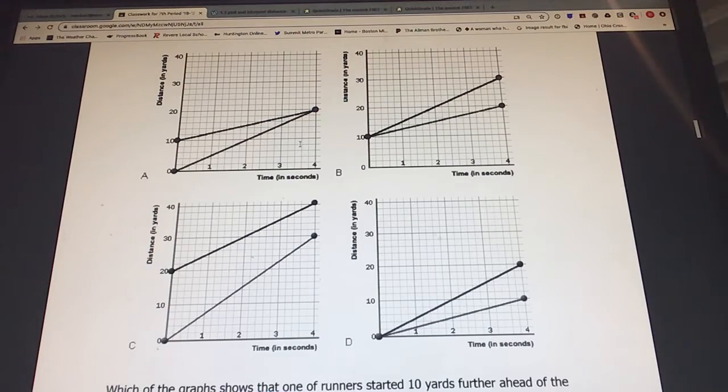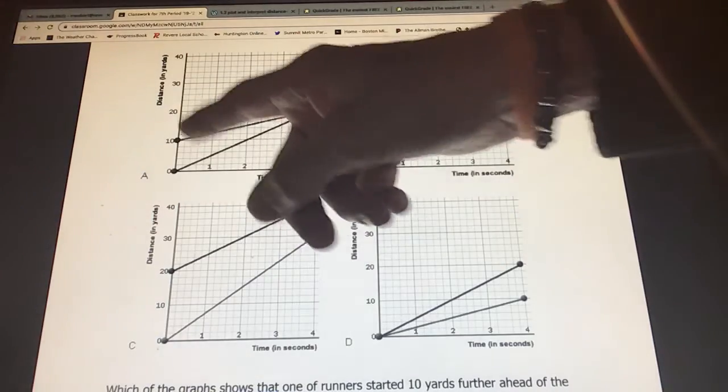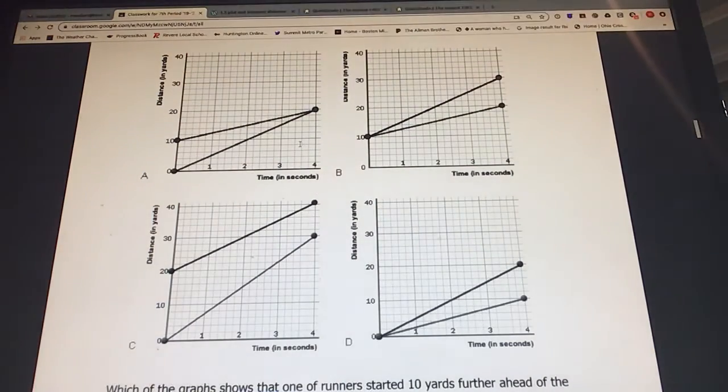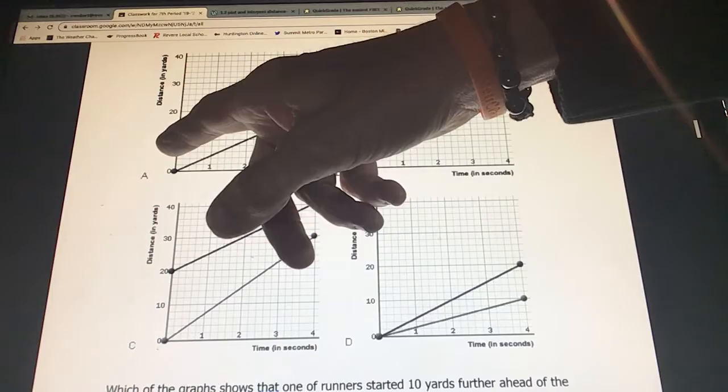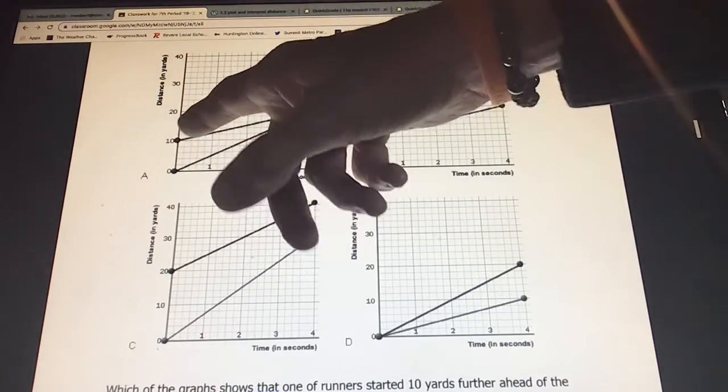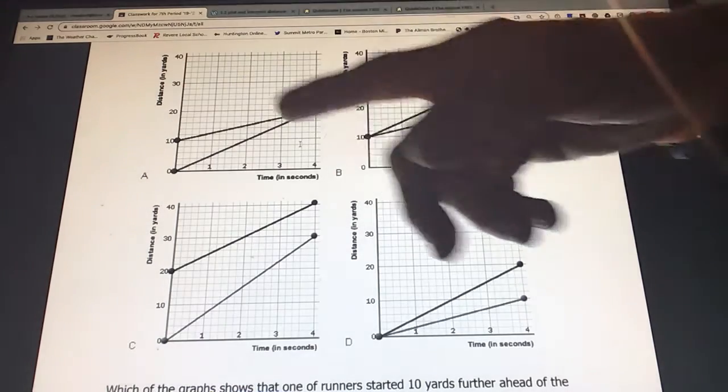Well, let's look at these. You got two different people, two different lines. This person started at 0, this person started at 10, and this is in yards, should be in meters, but it's in yards. One person did start 10 yards farther away. But let's look at the other ones too.